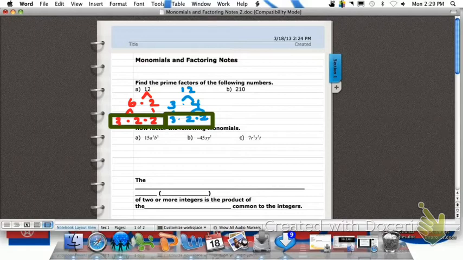Okay, let's look at the next one. 210. Well, if I think right away about 210, I think of 21 and 10. Can I break 21 down further? Yeah, I have 3 times 7. Can I break 10 down any further? Yeah, 5 times 2. So 3 times 7 times 5 times 2. Can I break 3, 5, 7, or 2 down any further? No, I cannot. So those are my prime factors of 210. If I multiply 3 times 7 times 5 times 2, I'm going to get 210.